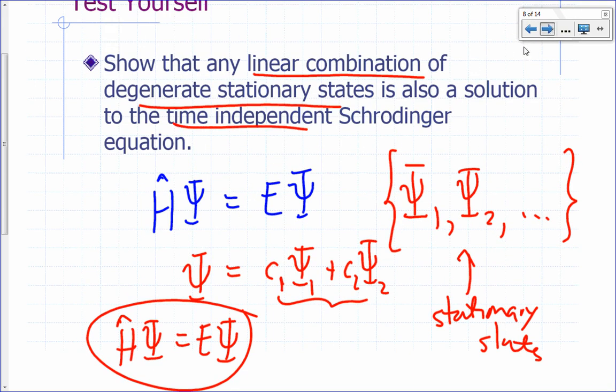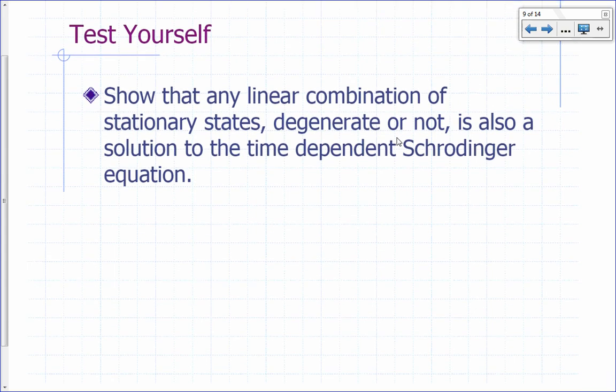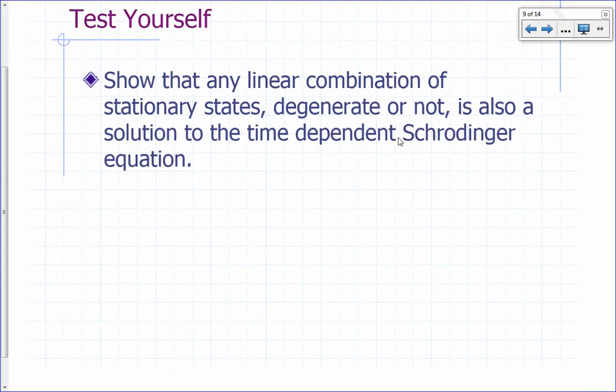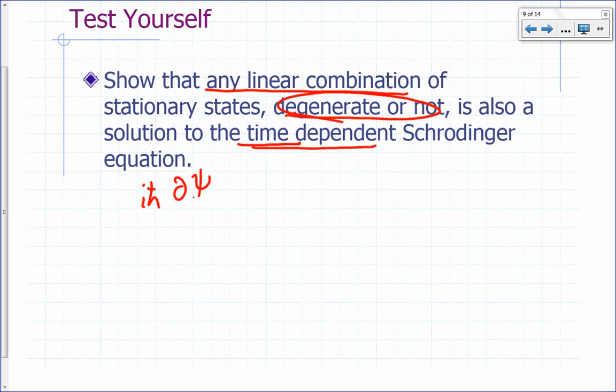And this is our next thing to prove here. Any linear combination of stationary states, whether they are degenerate or not, is also a solution to the time-dependent Schrodinger equation. So what was our time-dependent Schrodinger equation? i h bar, partial derivative of psi with respect to time, is equal to H hat psi, right? This is provided your Hamiltonian doesn't depend on time.